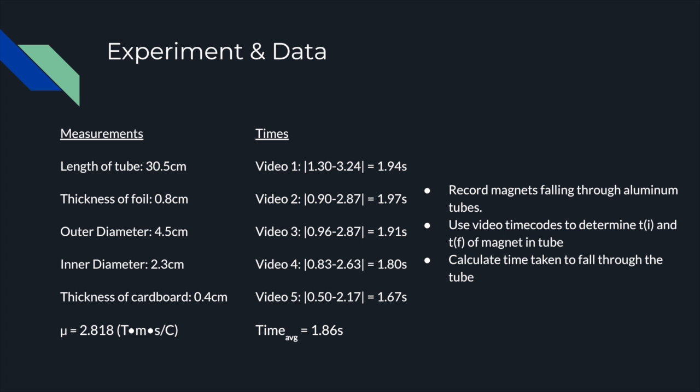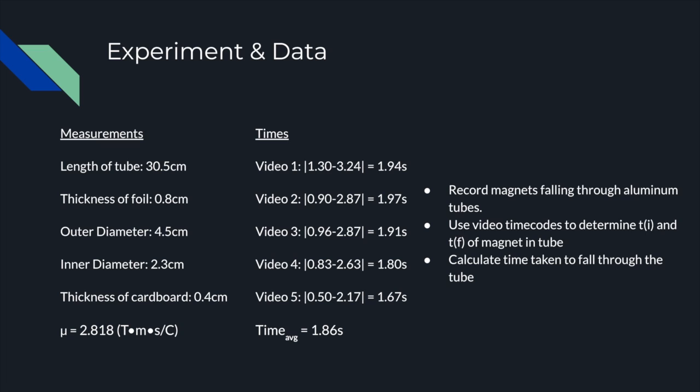In this experiment, we recorded the time that it takes a magnet to fall through an aluminum tube using a video. Using that video, we would scrub through the frames and record the timestamps to determine the initial time that it entered the tube and the final time that it exited the tube. Using these initial and final times, we were able to calculate the time that it took to fall through the length of the tube. The length of the tube that was used was 30.5 centimeters.